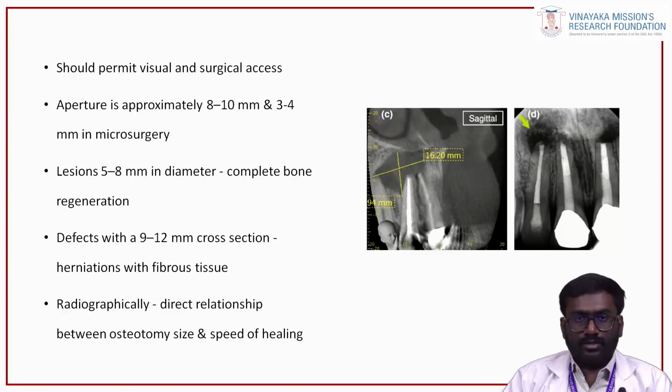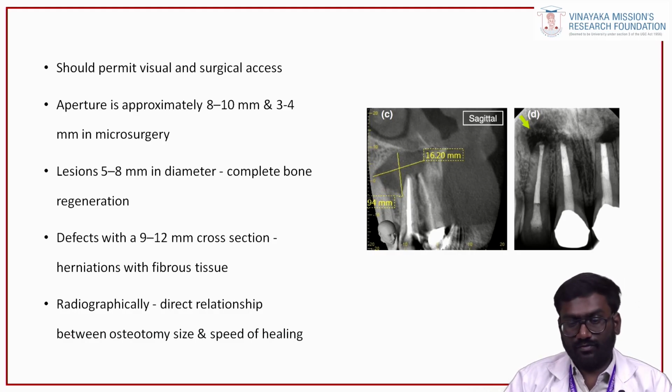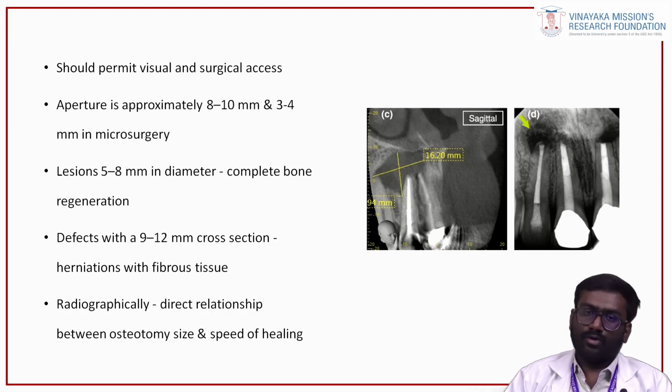In the principle of locating the apex, first you should have adequate visual and surgical access to the area of working, and the aperture or the bony window that you're going to create should be at least 8 by 10 millimeter, and 3 millimeter in microsurgery. When you're doing microsurgery under loupes, or under the visible eye, it should be at least 8 by 10 millimeter, which is about 1 centimeter. A bony window should be used if you're not using loupes.